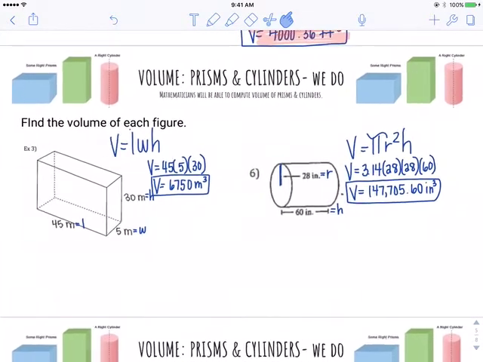So these are your two We Do problems. If you're still looking through them to check your answers, make sure you plugged in the right numbers. The easiest thing to do here is make sure you're identifying the correct length, width, and height on your prism and the correct radius and height on your cylinder.